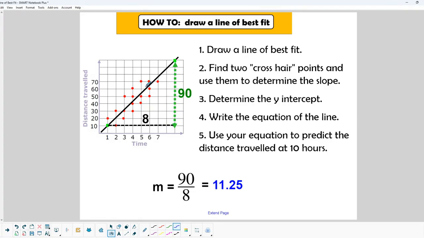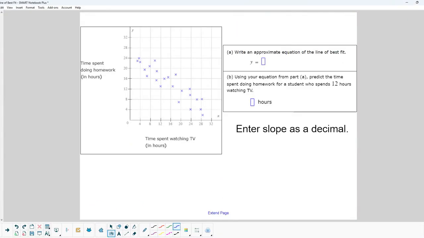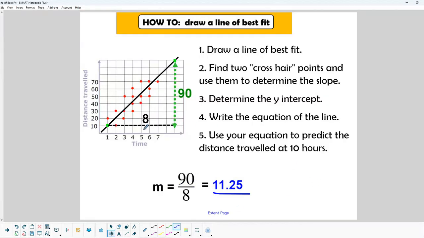So to do what we're talking about, you use 2 crosshair points. In this particular example, they used 2 different crosshair points. They didn't use 0, 0. So they ended up with a slope of 90 over 8, which is 11.25. So if you do that, 11.25, then your y-intercept would be about 0.